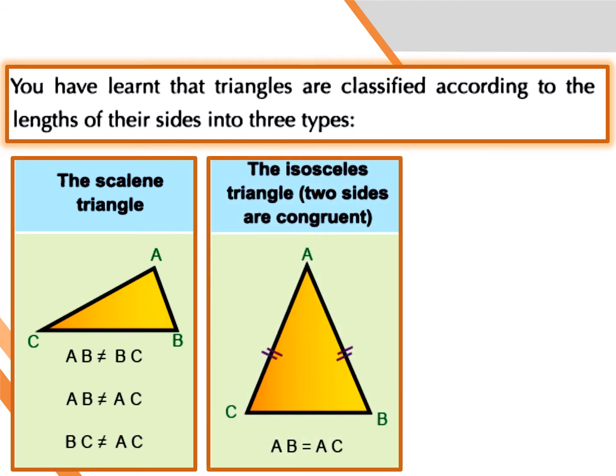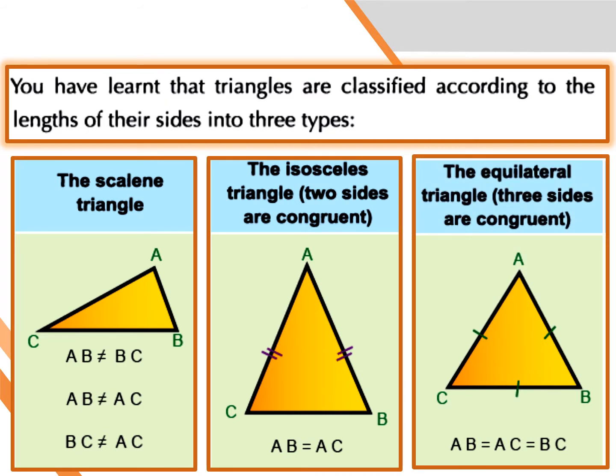Number two, the isosceles triangle. Two sides are congruent. In the isosceles triangle, I have two sides equal in length. So AB equals AC. Number three, the equilateral triangle. Three sides are congruent, so three sides are equal in length. So AB equals AC equals BC. So we have three types of triangle according to the sides: scalene, isosceles, and equilateral.